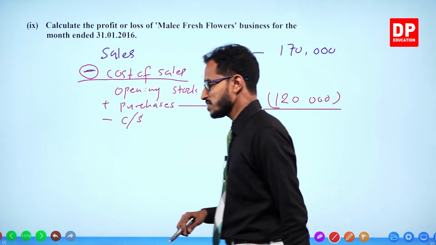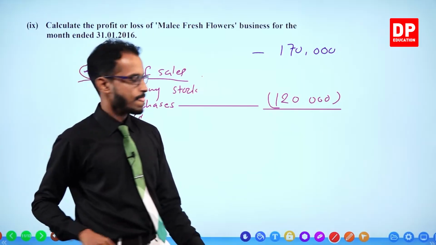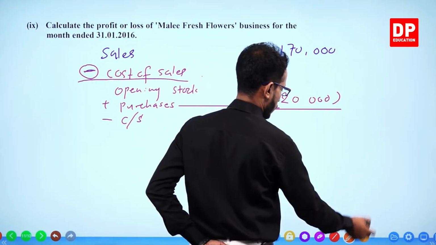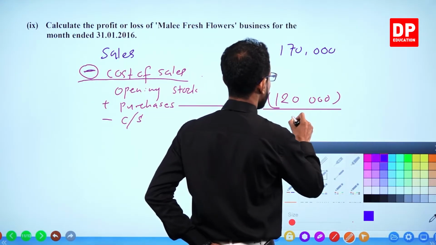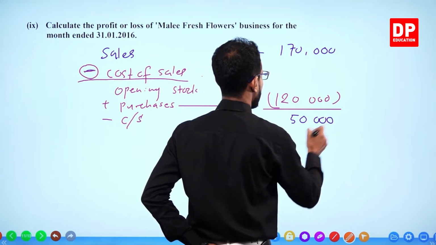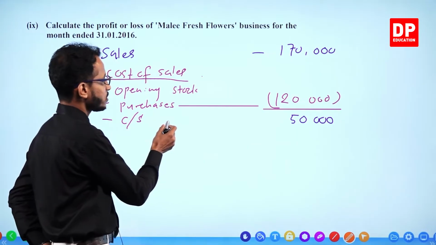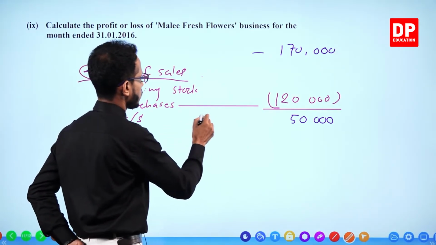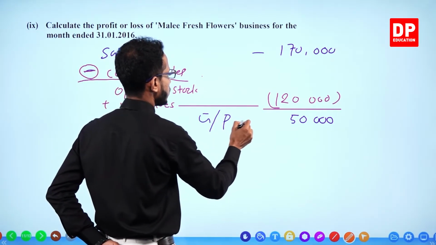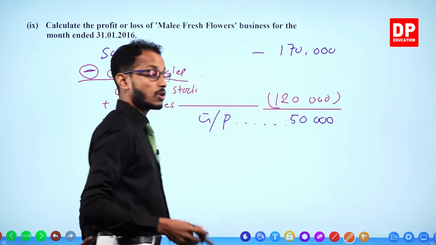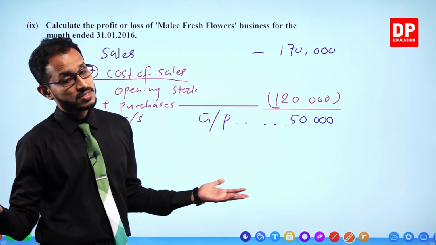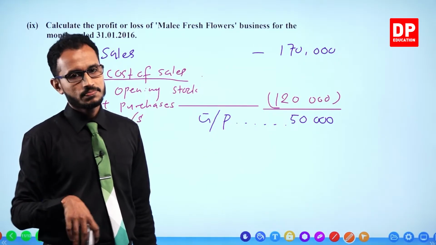How much? 170 minus 120, 50. That is the answer. That is the gross profit, 50. From the gross profit, you minus all the other expenses. You get the net profit.